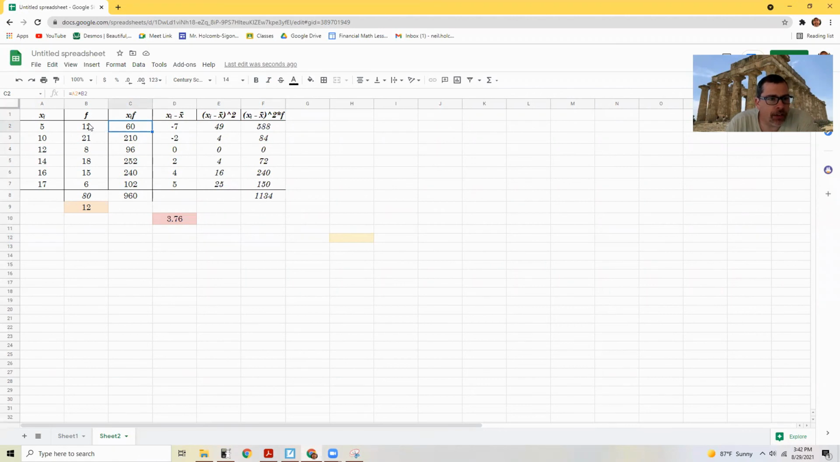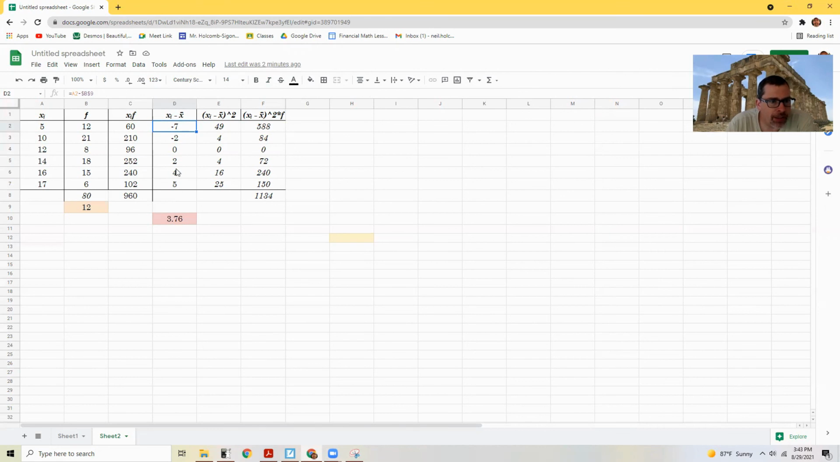And then I took the sum of f and got 80. I took the sum of x sub i times f and got 960. And this 12 was C8 divided by B8. So C8 is 960, B8 is 80. That gave me my x bar, or my mean. So then I came over here and said, okay, see my formula? A2 minus $B$9, which means always use this cell, never change. But the A2 will change to A3, A4, A5, A6, A7.